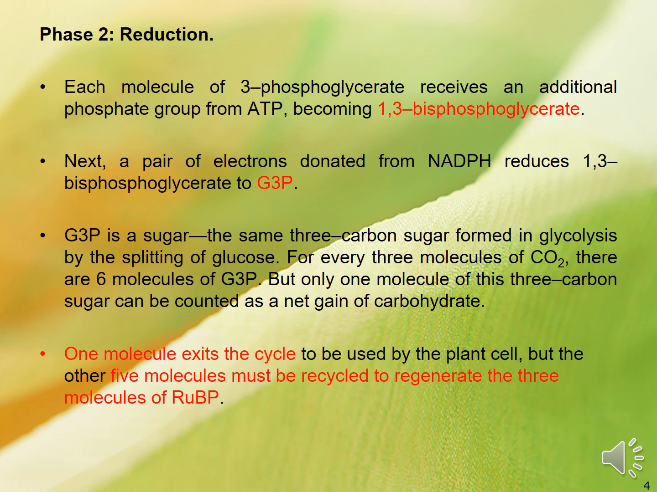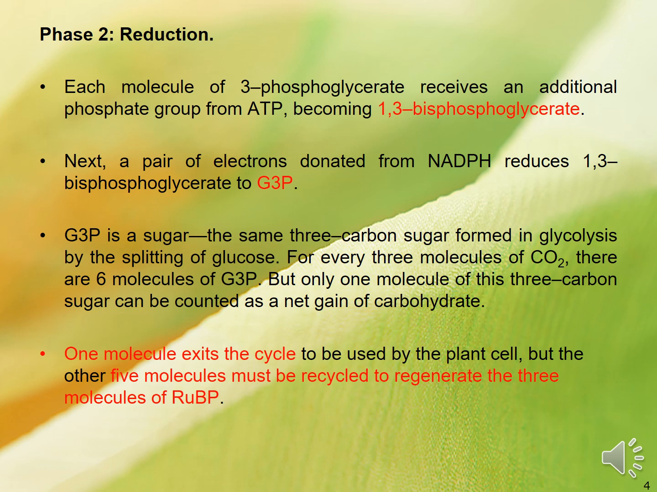And remember, in the process of the Calvin cycle, for every 3 molecules of CO2, there are 6 molecules of G3P. This means in every single cycle of the Calvin cycle, they require 3 molecules of CO2 to enter. So because of that, at last, they will produce 6 molecules of G3P.